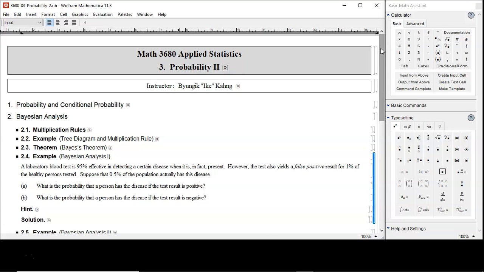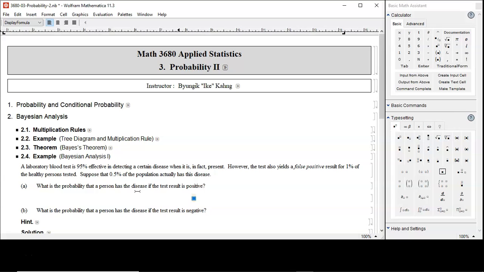Now, here are the questions. What is the probability that the person has a disease if the test result is positive? Next, what is the probability that a person has a disease if the test result is negative? What do you think? Realistic enough for you? Indeed, these are real questions that you're going to find out if you're a healthcare professional. I mean, the test came out positive. Now what do I do? Or the test came out negative. What do I do next?